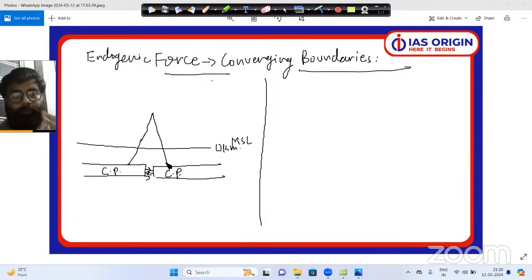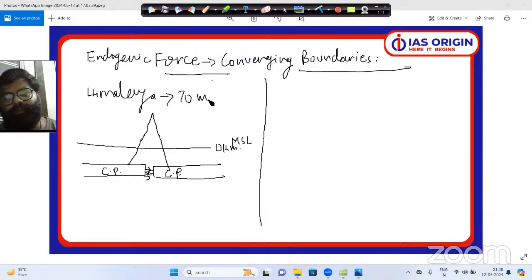Now there are many examples of fold mountains in the world. The best example is the Himalayan mountain, because the Himalaya is the youngest fold mountain of the world. That means Himalaya is only 70 million years old.